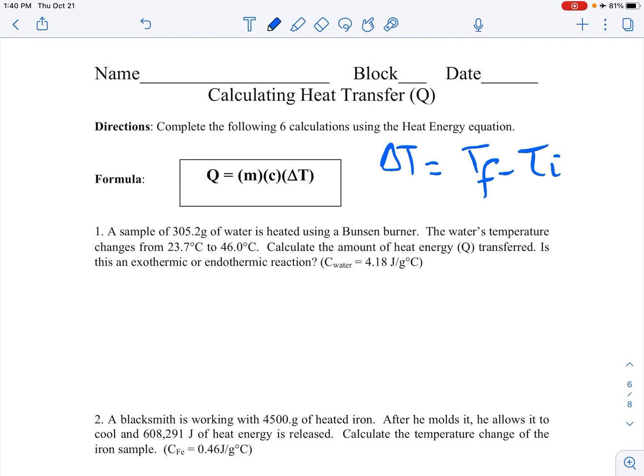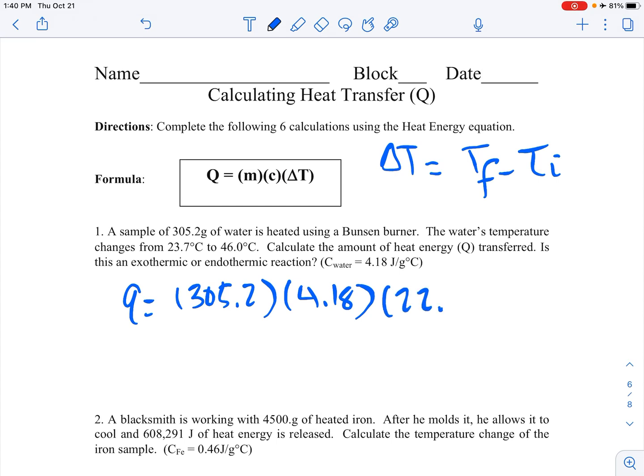Okay, let's just go. So we are looking for heat energy, which is Q. So we have 305.2. It's water, so specific heat. Oh, look, it gave it to you, but you could look it up. T final is 46.0 minus T initial, which is 23.7. So 22.3. So just have to multiply those together. 4.18 times 305.2. Q equals 28448.91.